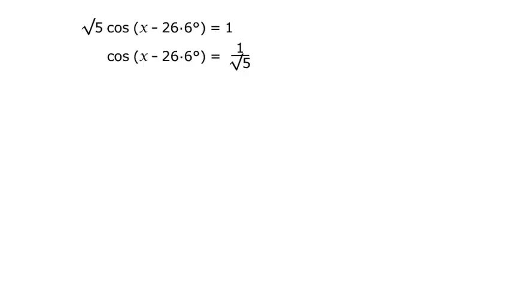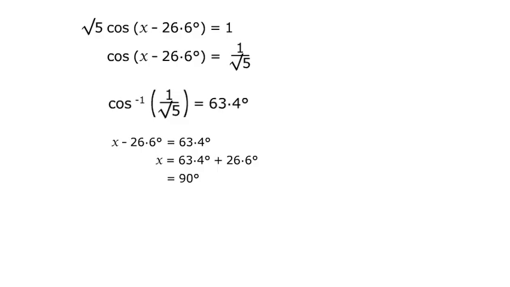So here's the equation to solve. First of all, you could move your root 5 over to the right-hand side, so that becomes 1 over root 5. And then, of course, we could do the inverse cos of 1 over root 5, and we get an answer of 63.4. Now, remember that that's what x minus 26.6 is. So we're going to have to add the 26.6 over onto the 63.4. That will give us an x value of 90.